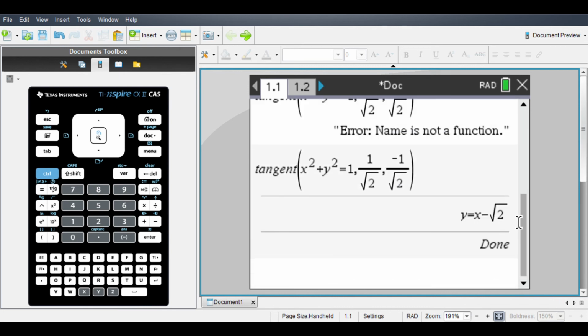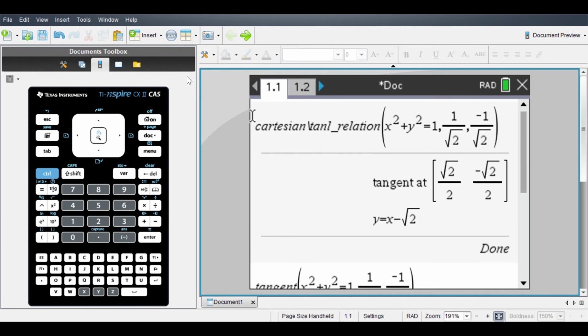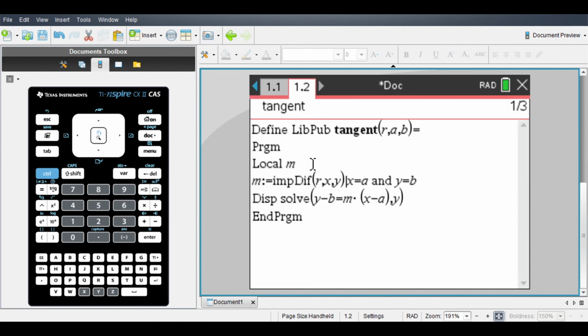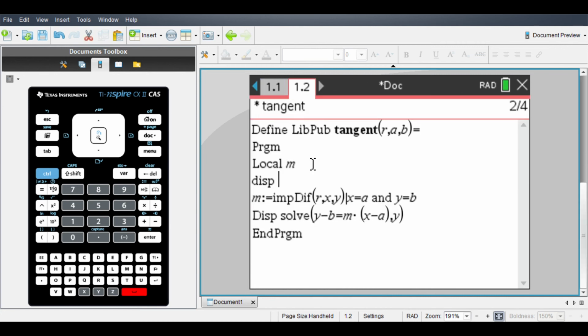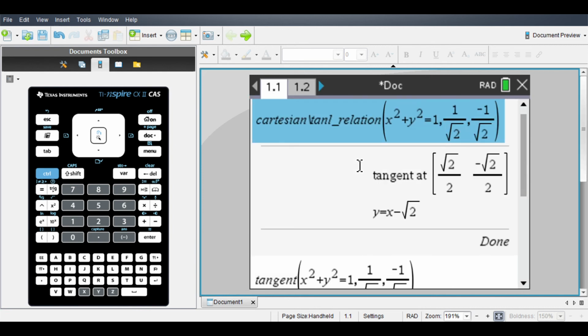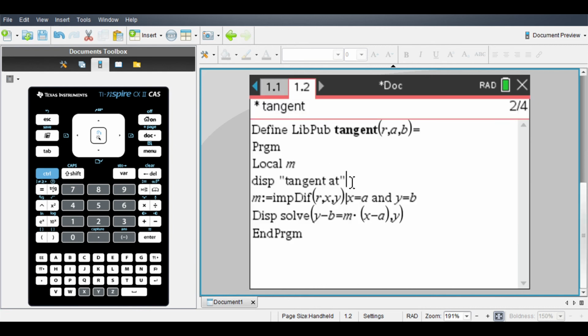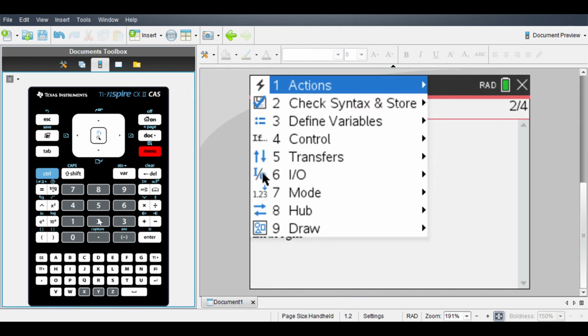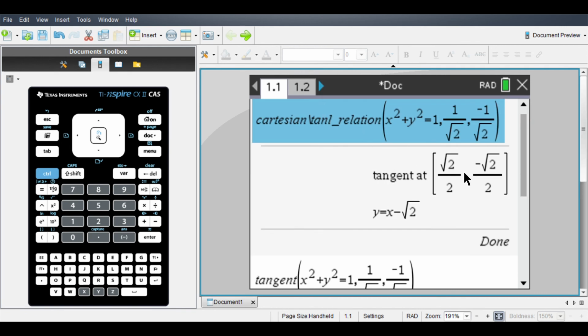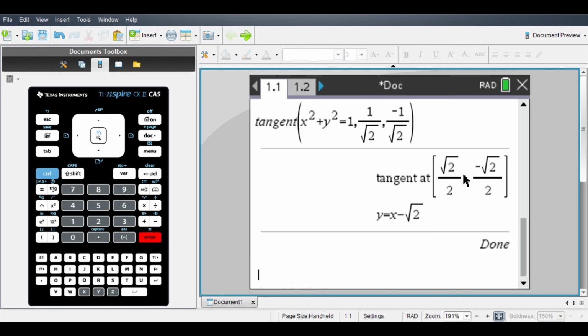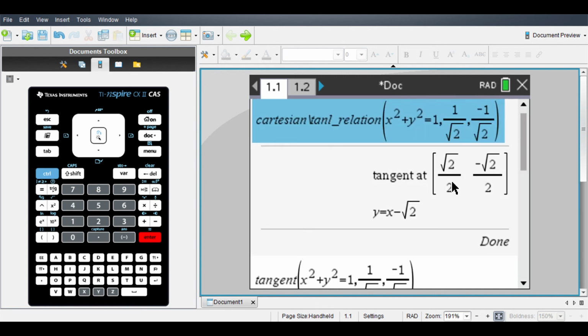Yep. And if you want to add in this line, you can just do display tangent at this, and it should be what I have got before. Yep. Yeah, so that's it. That's how you would write a program to calculate the tangent line to a relation at a given point.